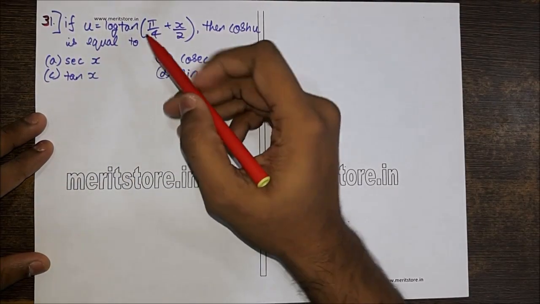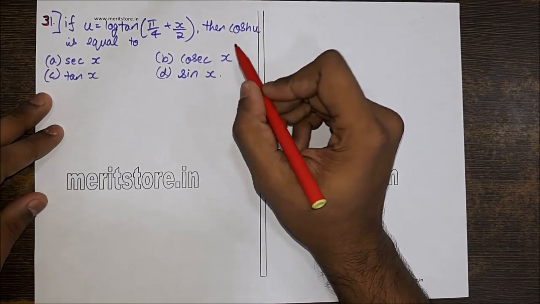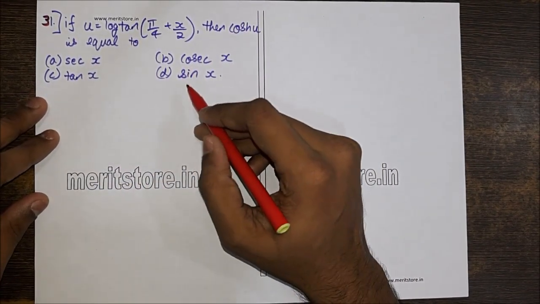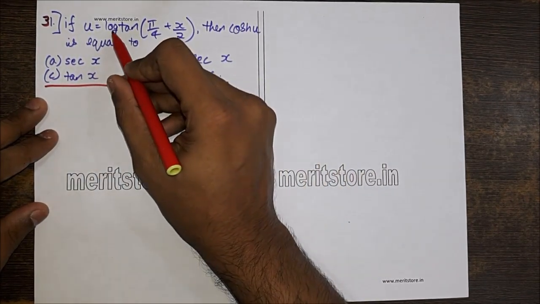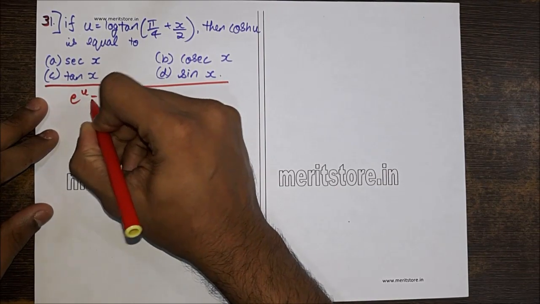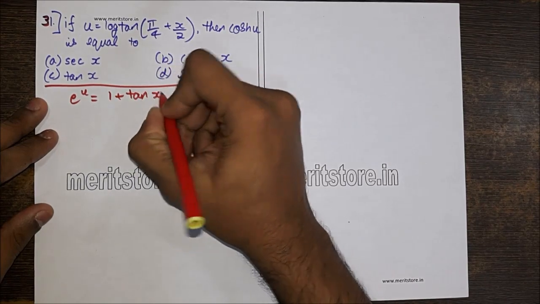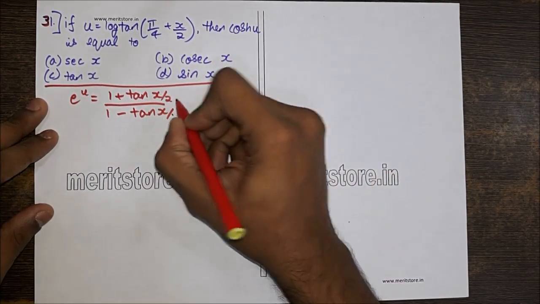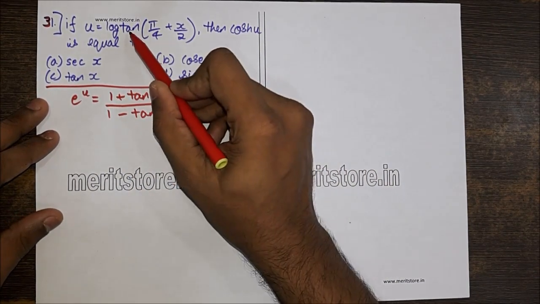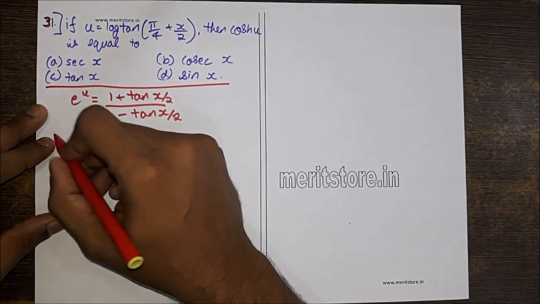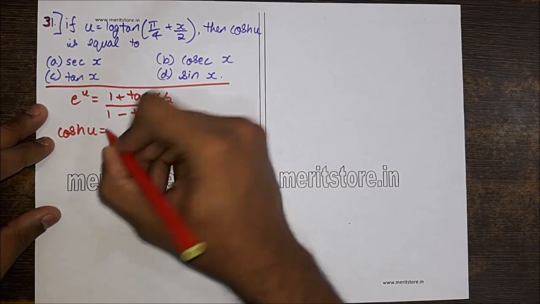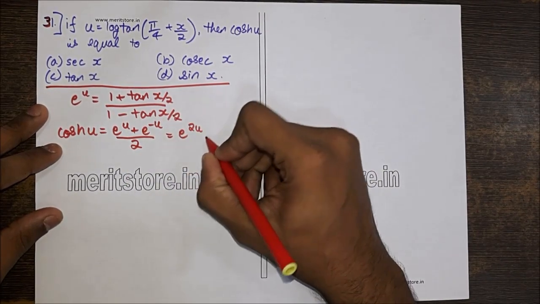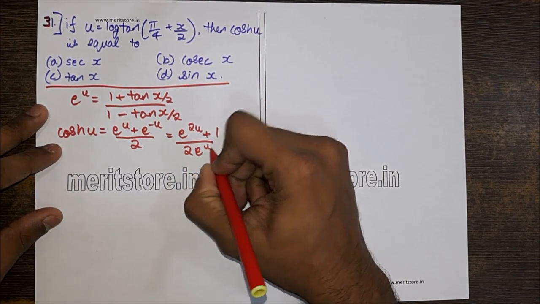If u is equal to log tan (pi by 4 plus x by 2), then cos hyperbolic u is equal to, and the options are A sec x, B cosec x, C tan x, and D sin x. To solve it, we shift log to the left hand side. Therefore we get e raised to u is equal to (1 plus tan x by 2) upon (1 minus tan x by 2). This substitution happens when we apply the formula of tan (A plus B). Using the formula of cos hyperbolic u, which is equal to (e raised to u plus e raised to minus u) upon 2, which gives us (e raised to 2u plus 1) upon 2 e raised to u.